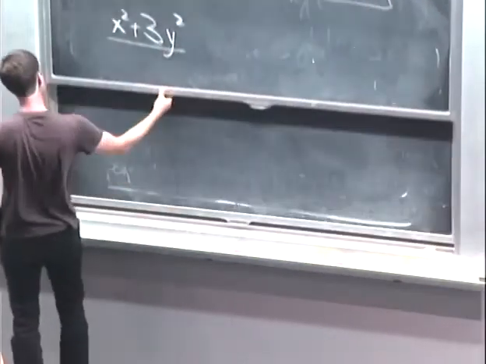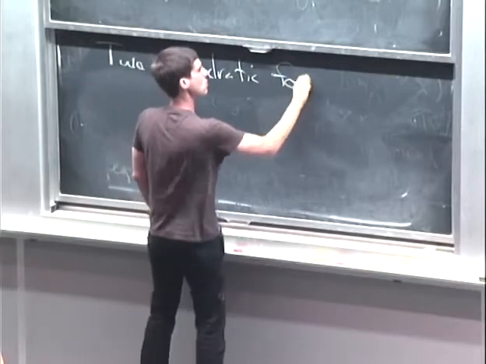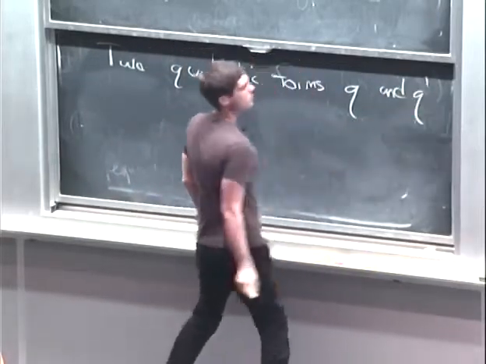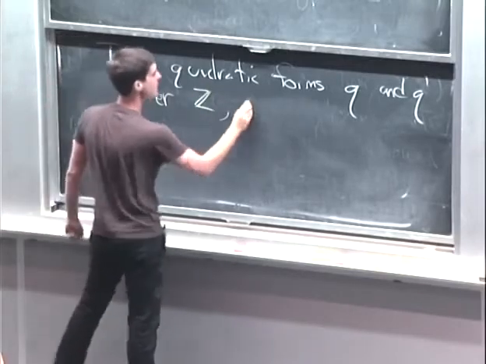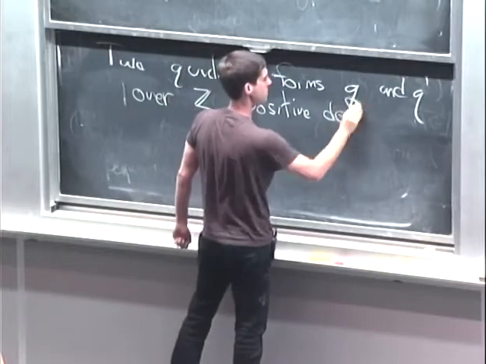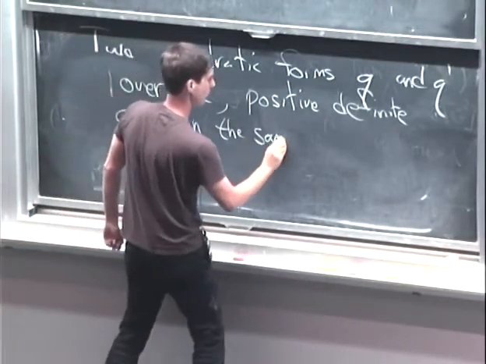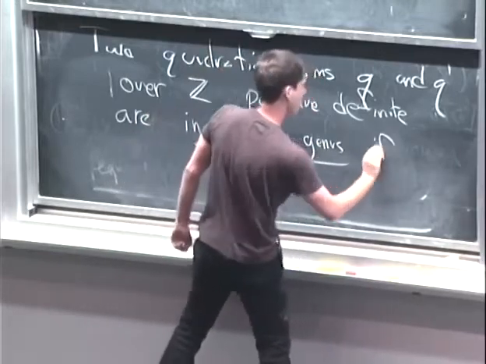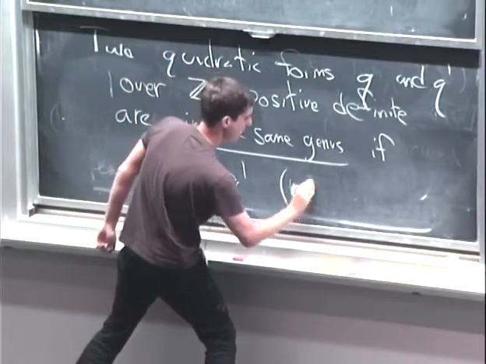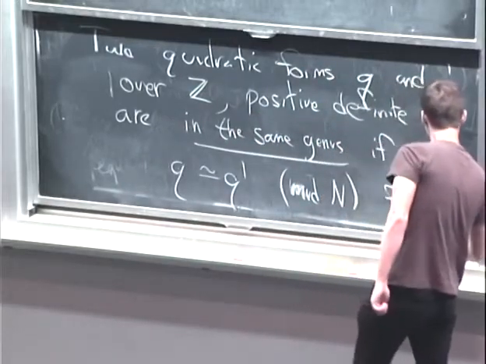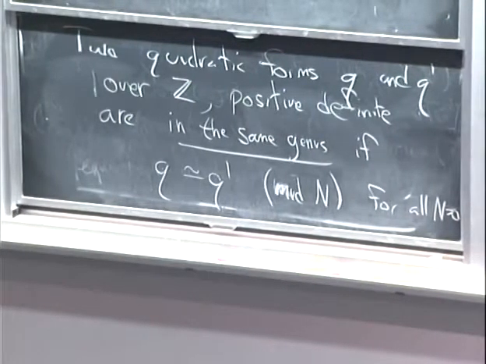So that motivates the following definition. Two quadratic forms Q and Q prime, I'm always going to assume they're in the same number of variables. They're quadratic forms over Z, which for simplicity I'll assume to be positive definite. We'll say they are in the same genus if Q is equivalent to Q prime mod n for every integer n greater than 0. So modulo n for any n, we can find a linear change of coordinates that converts Q into Q prime.